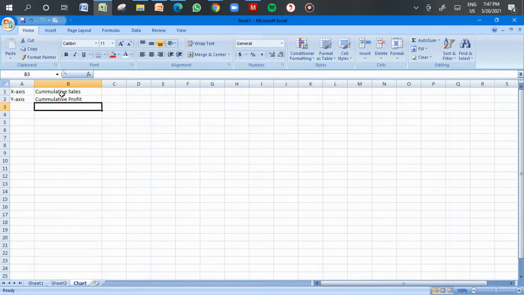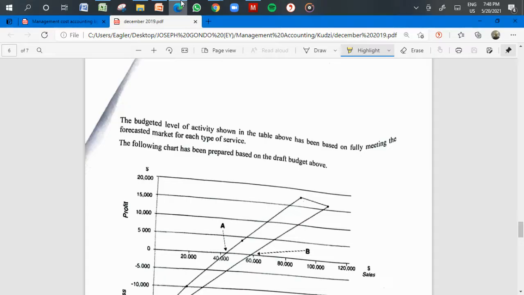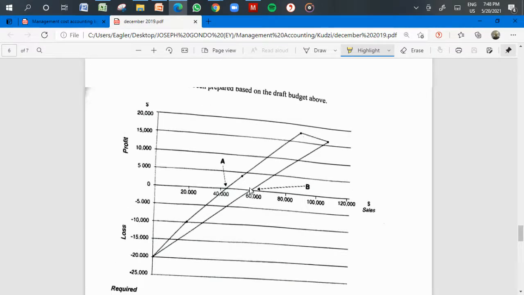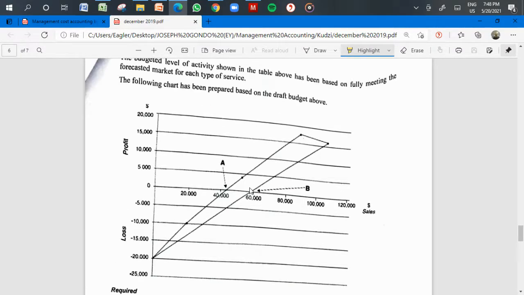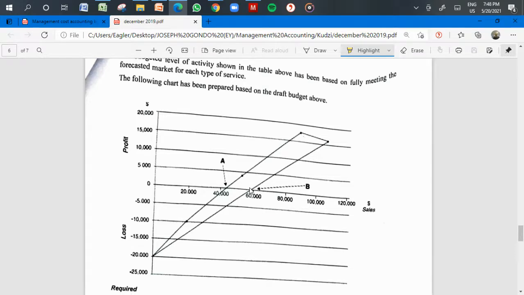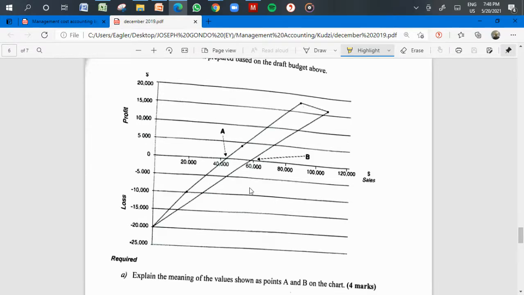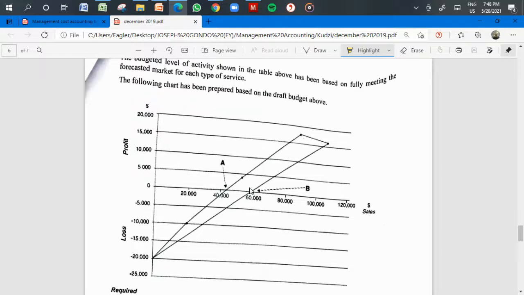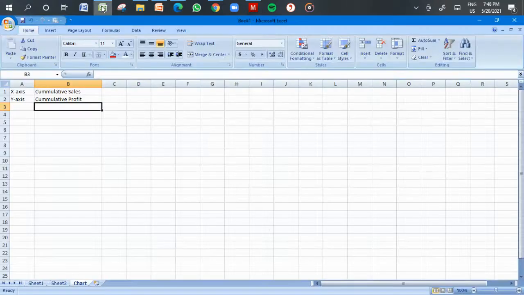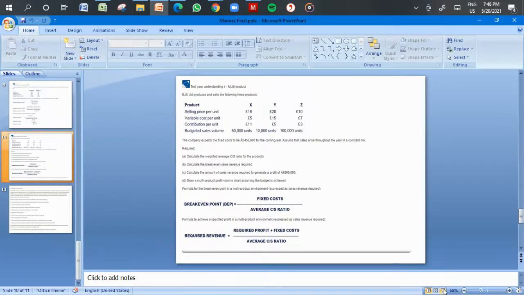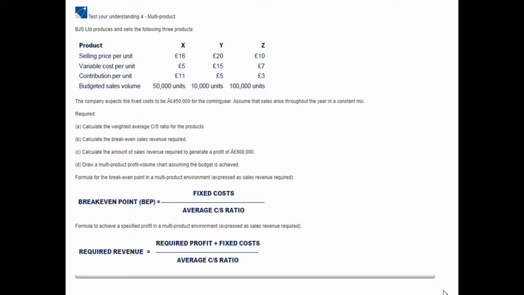So the question is, how do you determine these? Because here we have three products, and we say on the x-axis we need to put cumulative sales, and on the y-axis we need to put cumulative profit. In this question, the y-axis has profit and losses, that is the cumulative profit we are talking about. The horizontal axis has sales, which is the cumulative sales. How many products do we have in our question? We have three products: X, Y, Z.